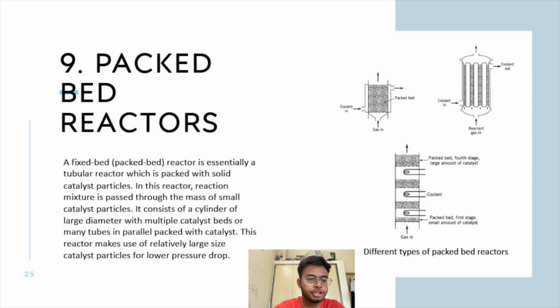Now let us proceed to the packed bed reactor. A packed bed reactor, also commonly known as a fixed bed reactor, is essentially a tubular reactor which is packed with solid catalyst particles. In this reactor, the reaction mixture is passed through the mass of small catalyst particles. It consists of a cylinder of large diameter with multiple catalyst beds, or many tubes in parallel packed with catalyst. This reactor makes use of relatively large catalyst particles for lower pressure drops. These are the three common examples of the packed bed reactor that can be seen in the diagram.